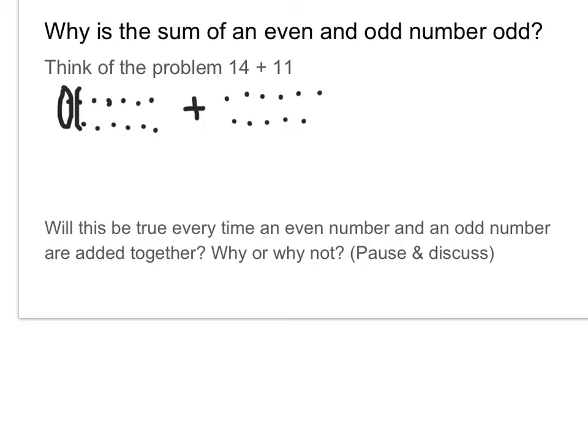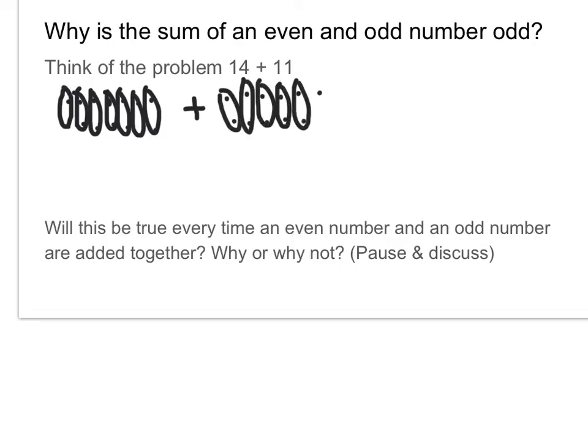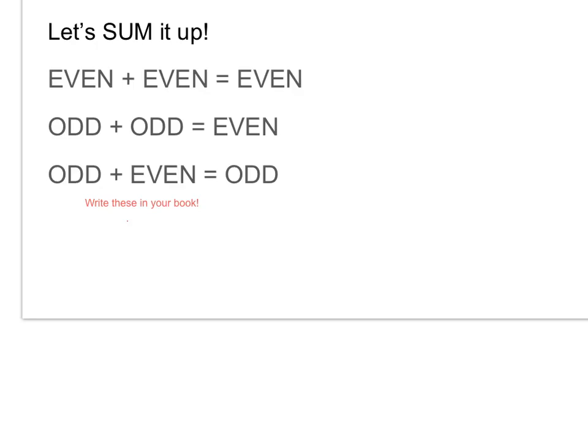Again, we're going to circle even numbers of dots. 14 is an even number. We came out even. 11, and here we are. We have 1 dot left over. So the sum of an even and an odd number leaves us with a leftover. So our answer is odd. Will it be true every time we have an even and an odd number? Discuss it with your team. Pause.